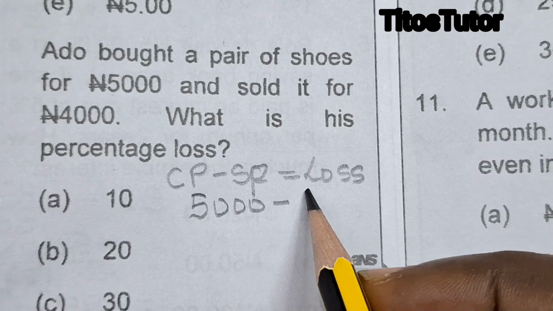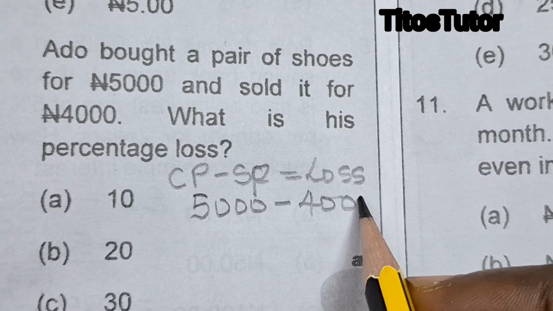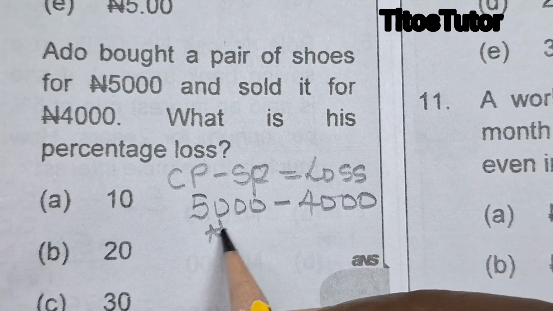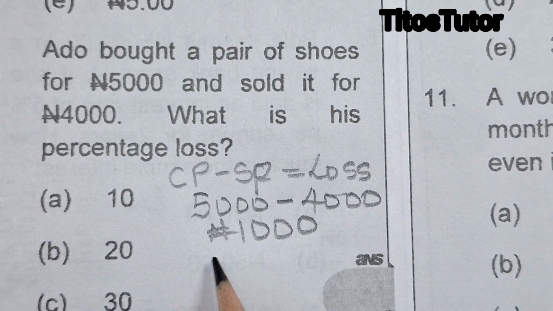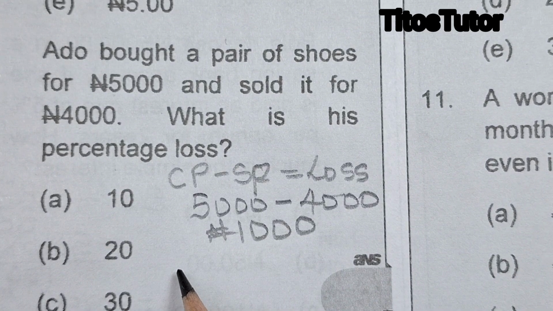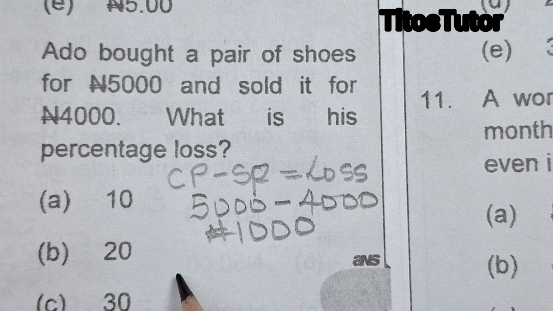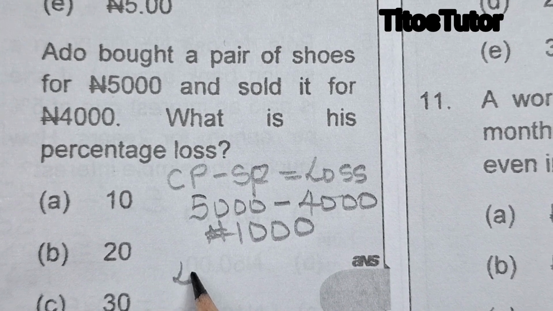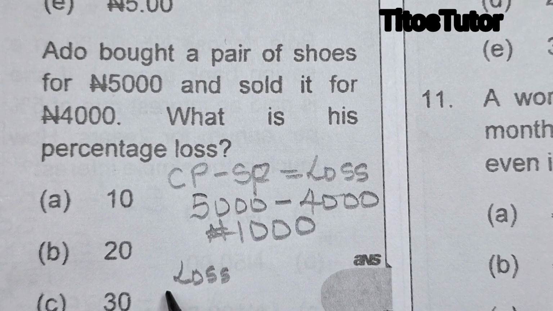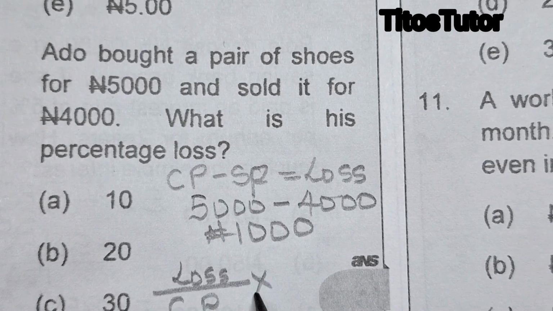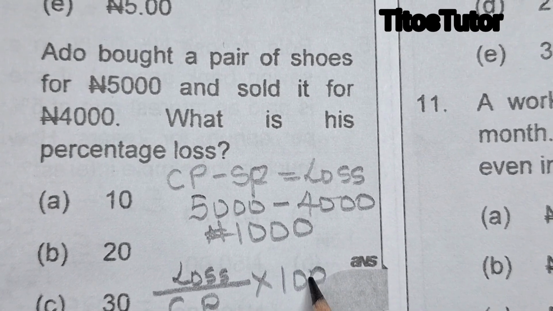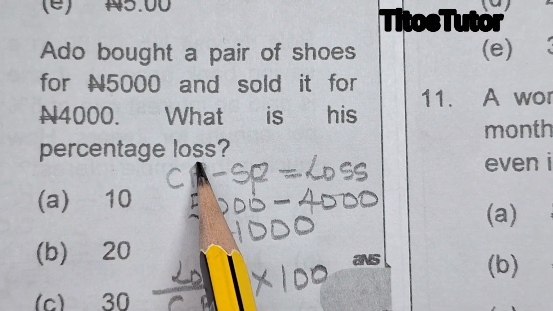Okay, so that's 5,000 minus 4,000 to give you 1,000 naira. So your loss percentage, or percentage loss, is your loss, which is 1,000, all over your cost price. Then you multiply it by 100. It gives you your percentage loss.